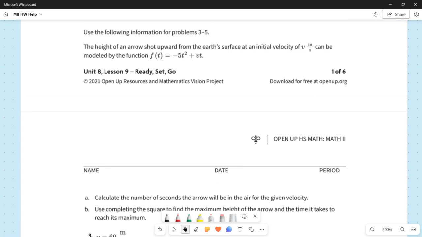Okay. Next set of directions say, use the following information for problems 3 through 5. The height of an arrow shot upward from the Earth's surface at an initial velocity of v meters per second can be modeled by the function f of t equals -5t² + vt. So this is very similar to 1 and 2, except now it's saying, whatever your initial velocity is, which in this case is v, just make it your coefficient on your t term, and that gives you this function that tells you the height of the arrow.